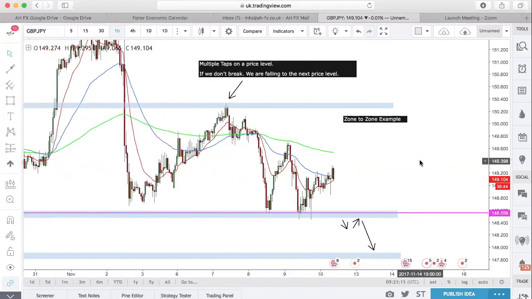So multiple taps on the price level. We didn't break because that was our lower high, because we're actually in a downtrend if you look from last week because of the Bank of England rate that came out. So it makes perfect sense. So just make sure with your entries you're looking and you're just being logical. That is my best advice.